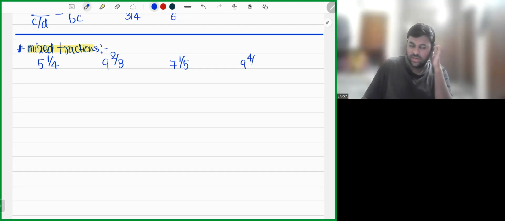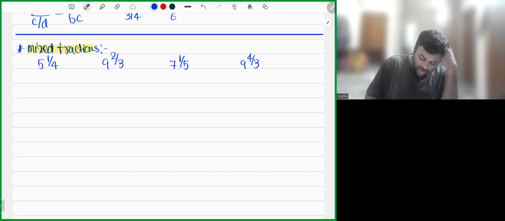Sir, how will you write a mixed fraction as a normal number? I'll write 5 as it is. 1 by 4, how can I write it? 1 divided by 4 is 0.25. So I'll write it as 5.25. Or else I can write it like this. 9 plus, what is 2 divided by 3? 0.67. So it will be 9.67.